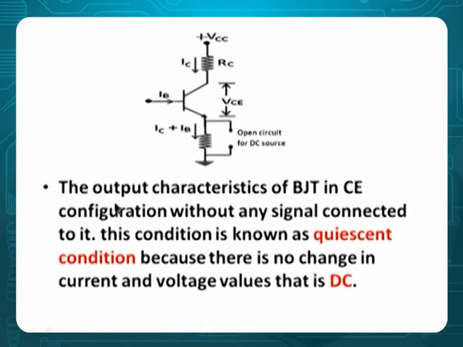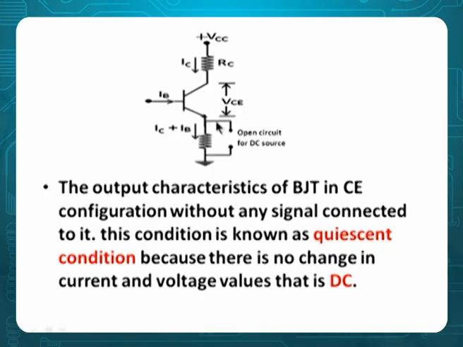For example, you take a circuit: VCC, ICRC, VCE, IERE. Suppose there is a capacitor here. That capacitor is open circuit for DC. And now I am not bothered about the input side. What is at the input side, we are not interested. You know why? Because we are only focusing on the output side. In this current IC plus IB, I can neglect IB because IB is microamperes. If IB is microamperes, these two are almost in series.